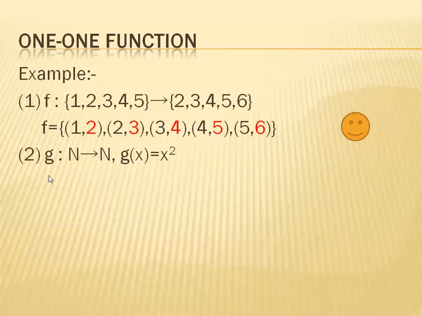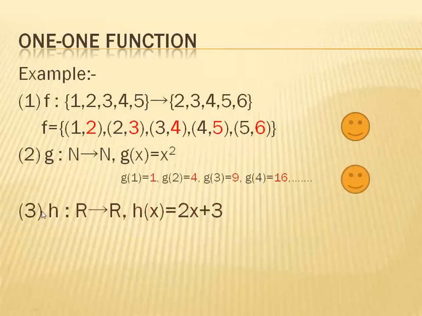If I take this function g from N to N, g of x is equal to x square, then this function is also a one-one function because I have to take elements from the domain, and it is the natural number set N. Therefore I'll take 1, 2, 3, 4 and I'll find the images of those numbers, and those are 1, 4, 9, 16, and all of you know that no element will be repeated from the codomain, and therefore this function is a one-one function.